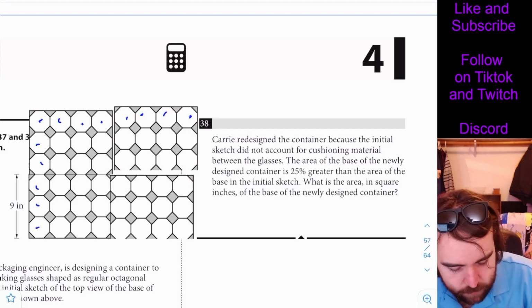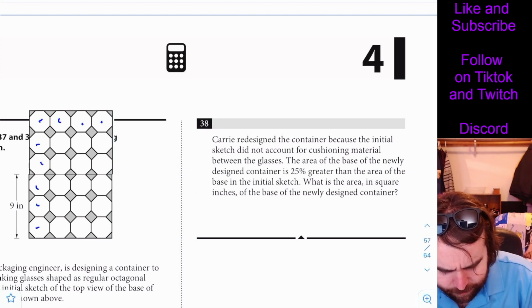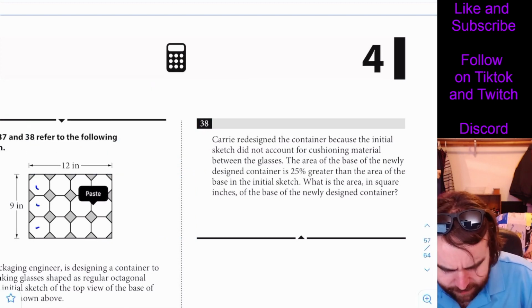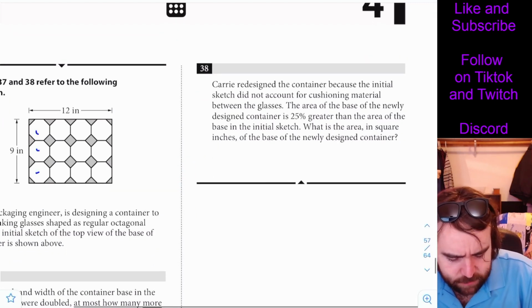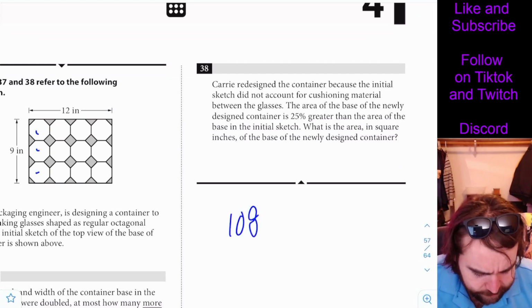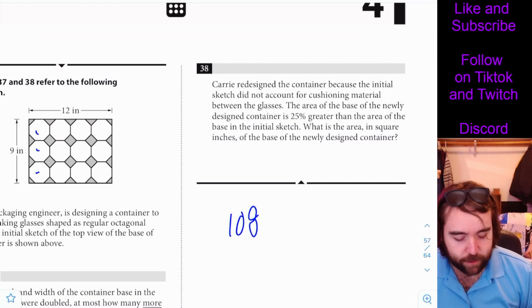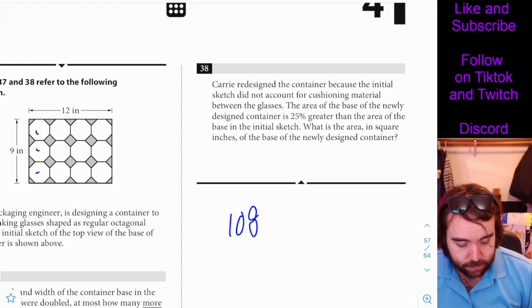Oh. So we just find the area of the base here, and then we multiply by 1.25. That is a really easy last question. So what's 9 times 12? 108. So the area of the base of the newly designed container is 25% greater than the area of the base in the initial sketch.